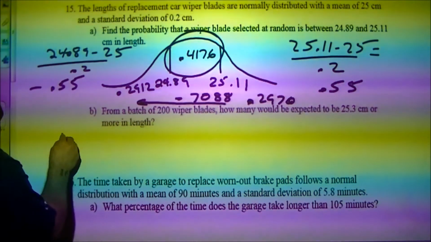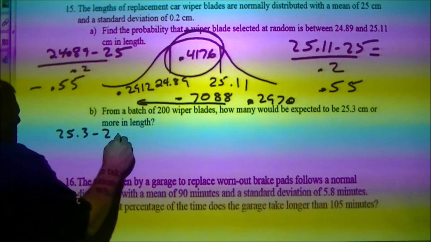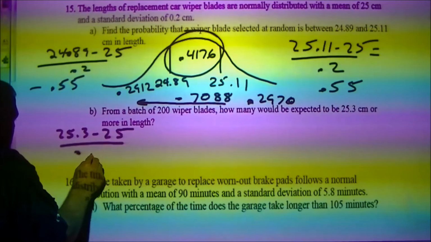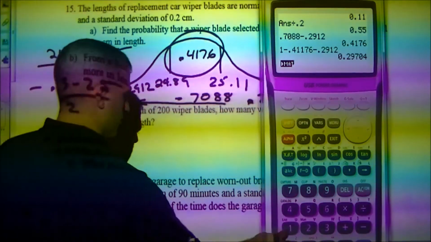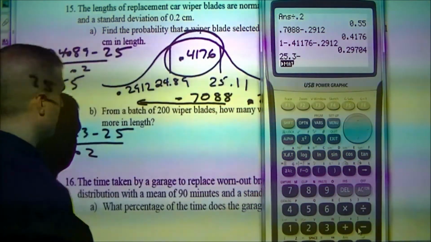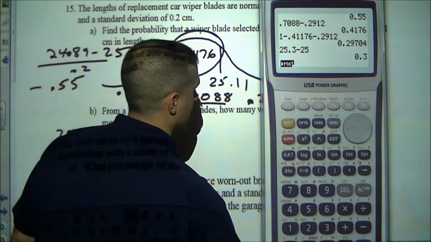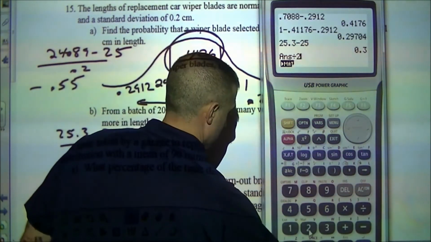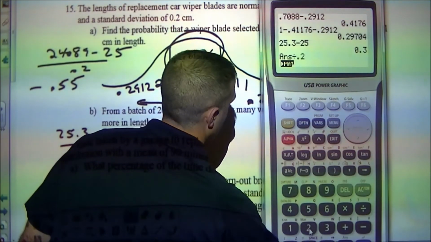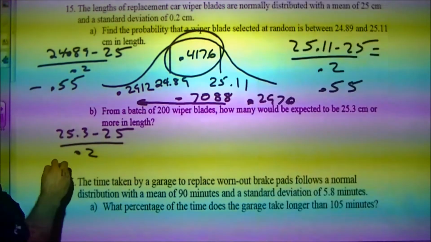From a batch of 200, how many would be expected to be 25.3 or more? Well, let's find the z-score there. 25.3 minus 25 divided by, no, I'm sorry, divided by 0.2. I get a z-score of 1.5.